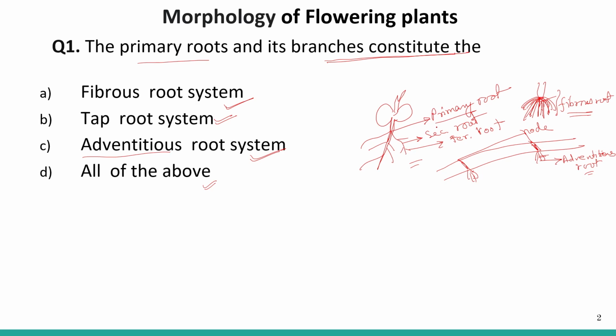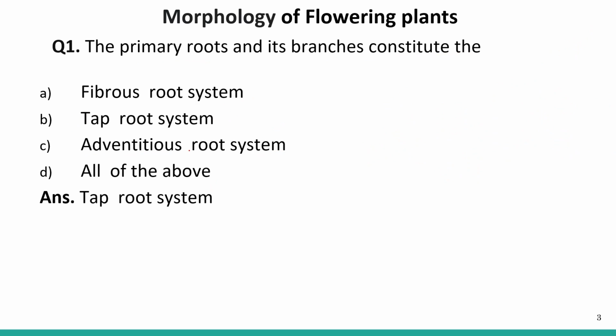But in the case of dicot, this primary root is there, that gives rise to secondary and tertiary levels of the root. So the primary roots and its branches constitute, and this primary root later gives rise to the tap root. So the tap root is the correct answer. The primary roots and its branches constitute the tap root system. So the correct answer is tap root system.